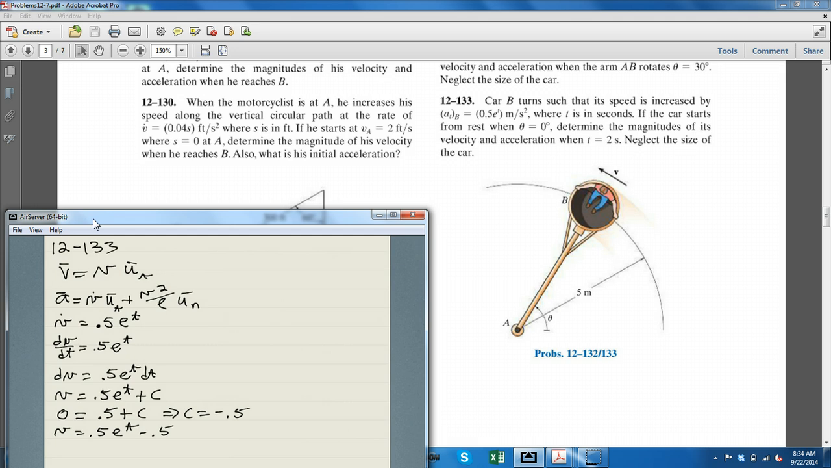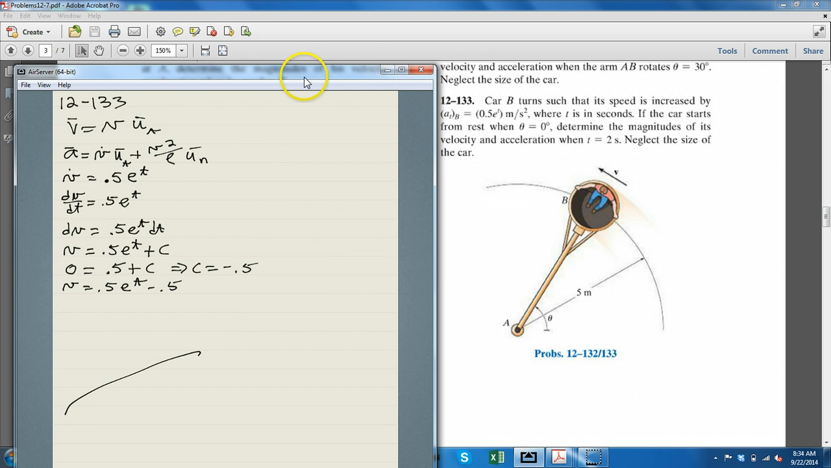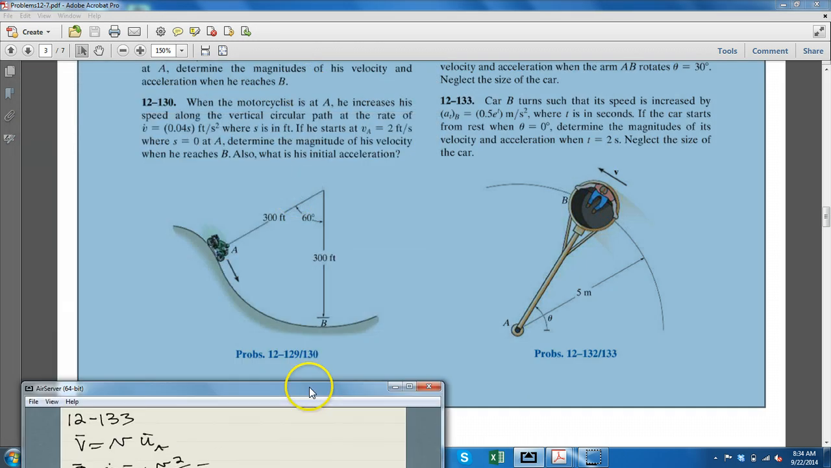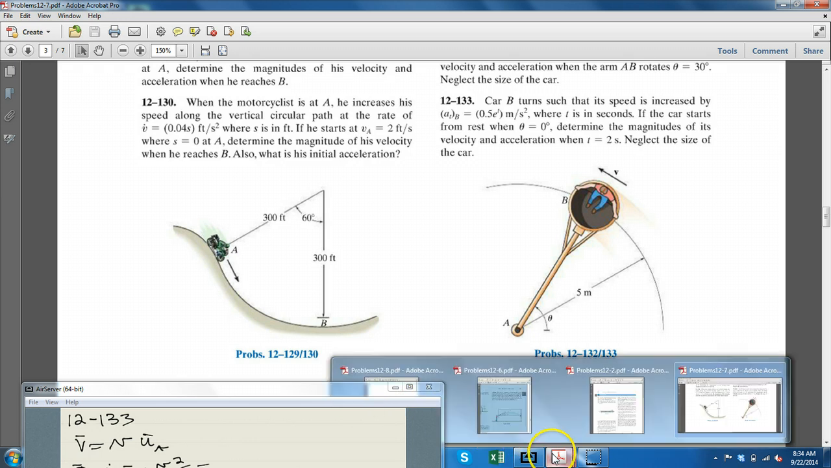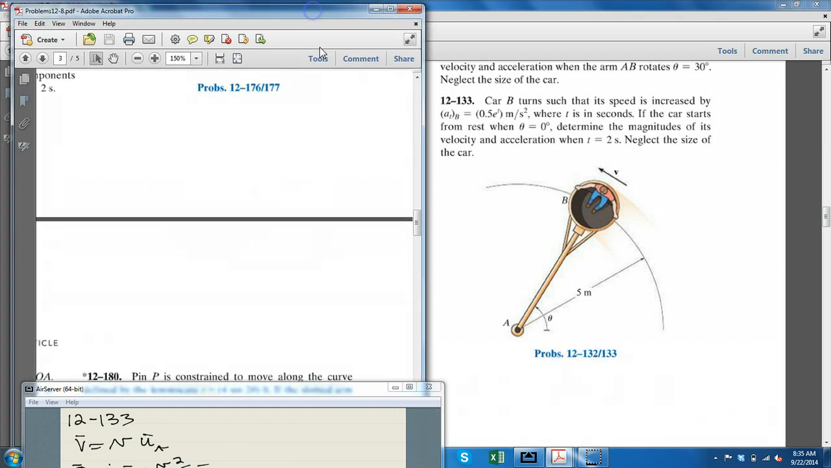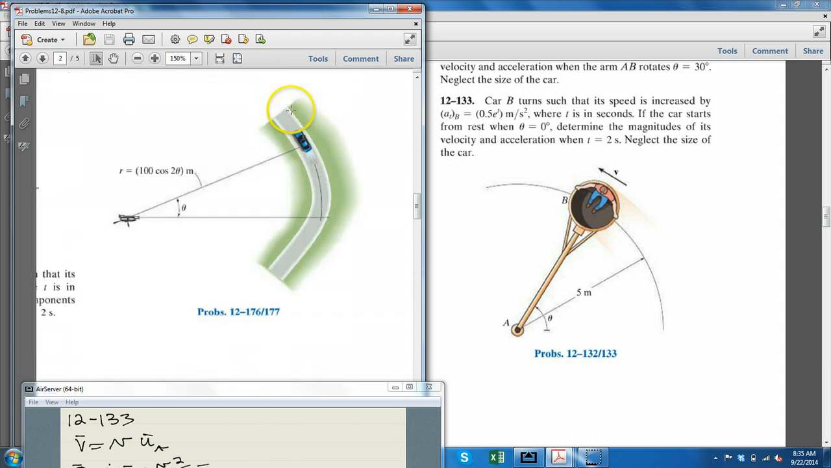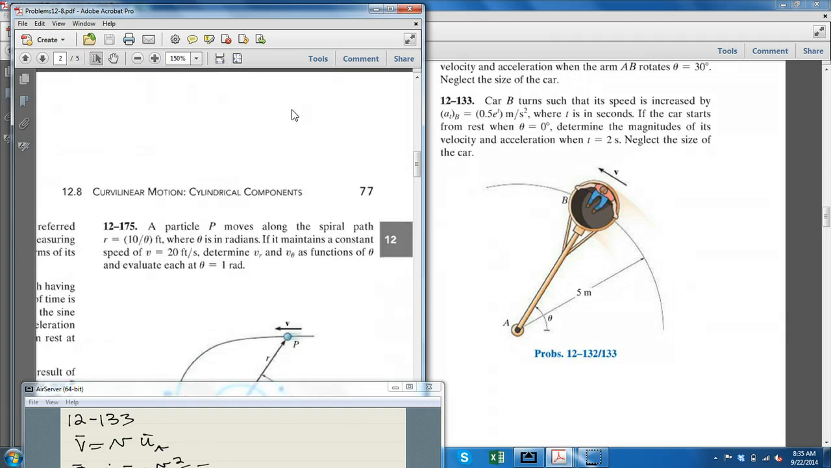Okay, and you had a question. Somebody over here. You had a question, didn't you? 170. Do you know what section it is? Probably 12.8, right? Okay. 12.8. Okay, so you just want to see it with Mathematica.